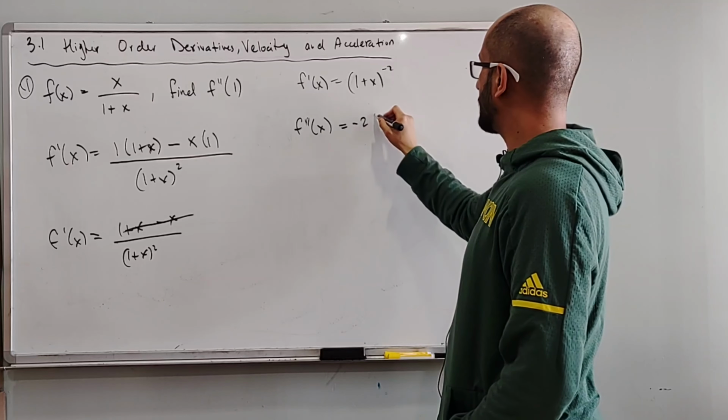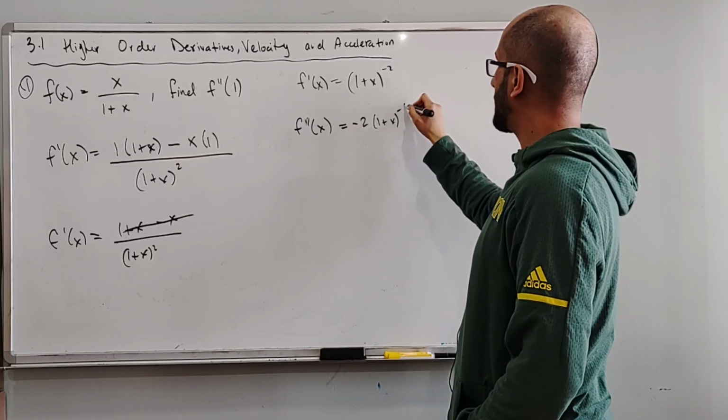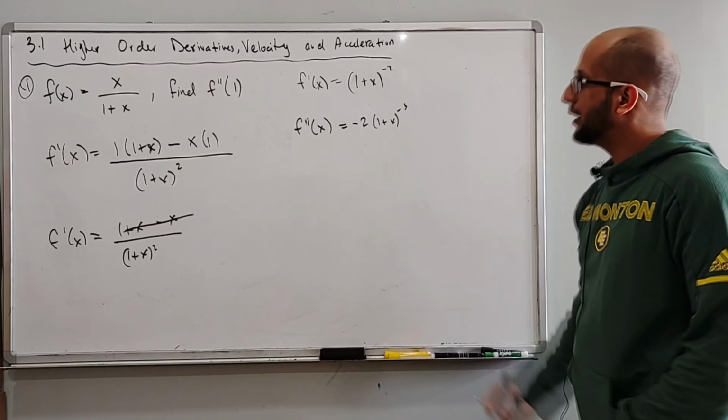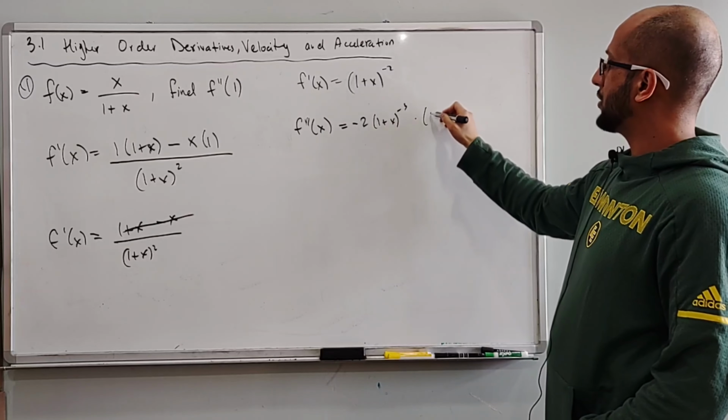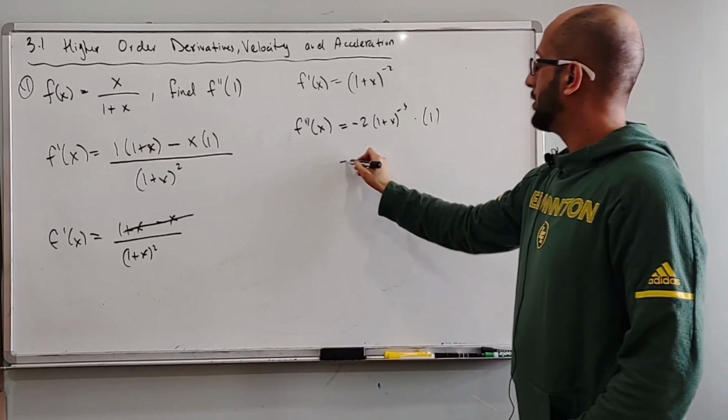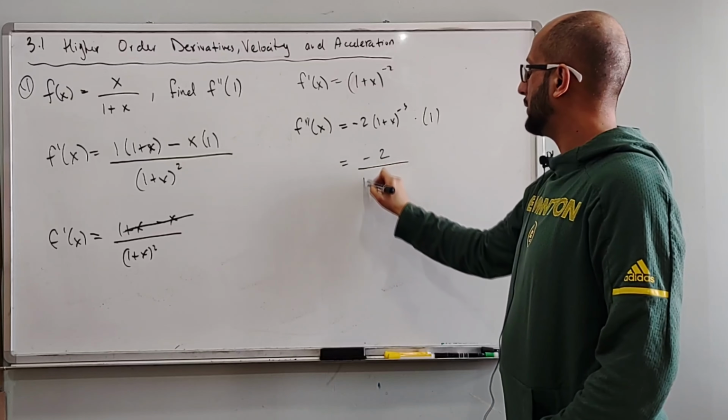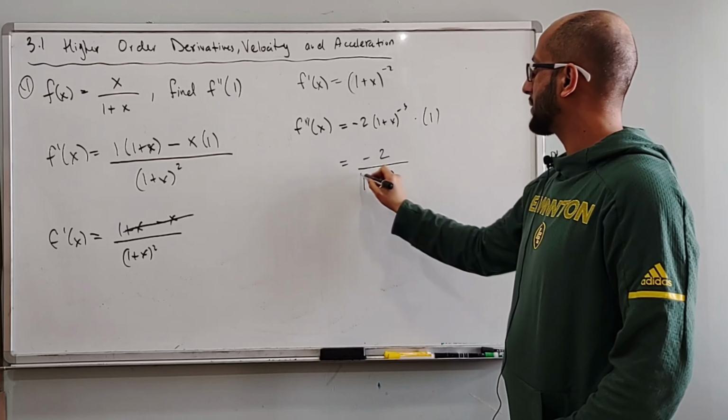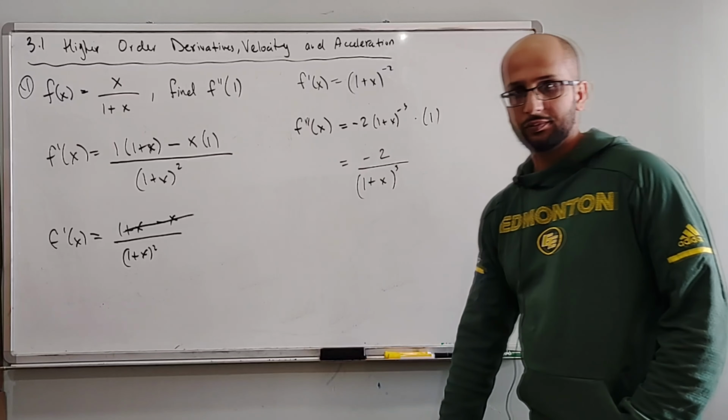This is the power of a function rule. 1 plus x to the power of negative 3, because I'm going to subtract 1. Multiply it by the derivative of the internal function, which is 1. The answer would be negative 2 over 1 plus x cubed.